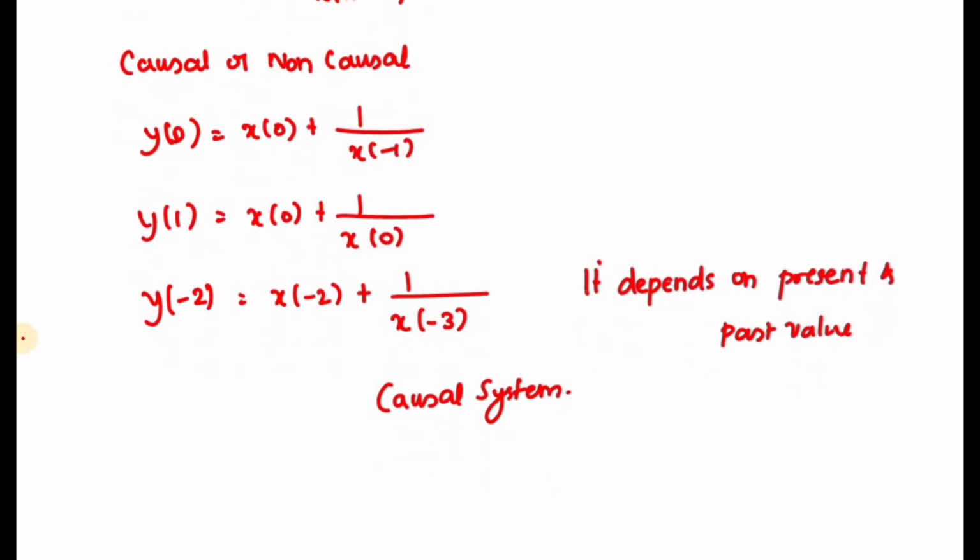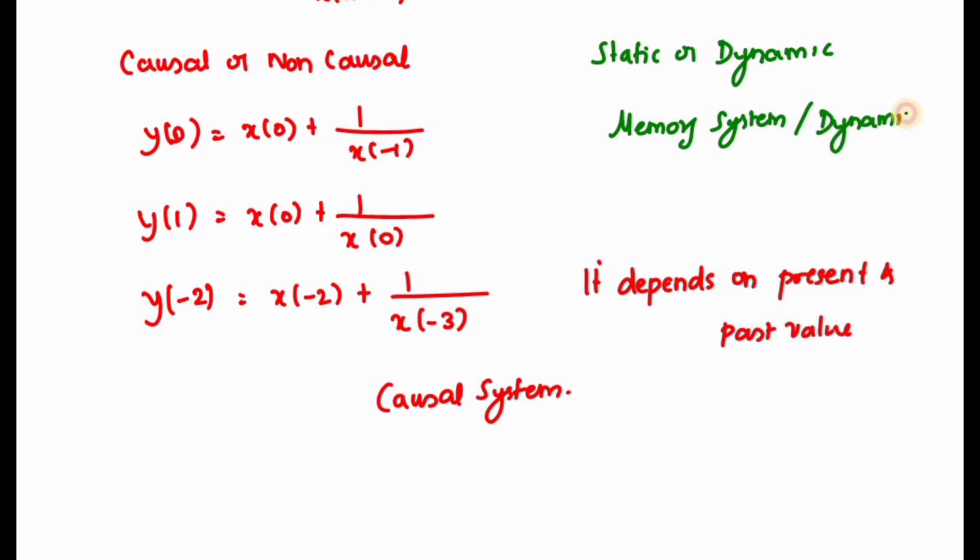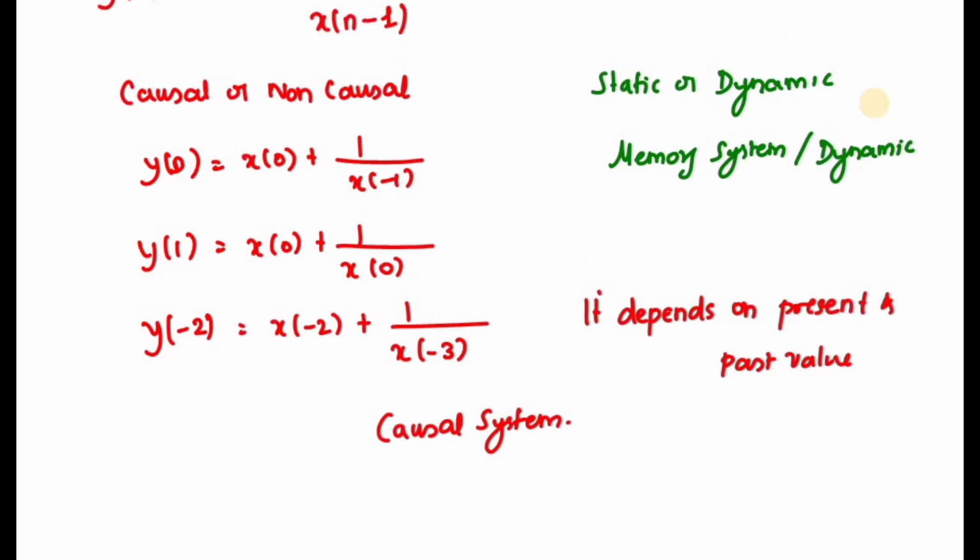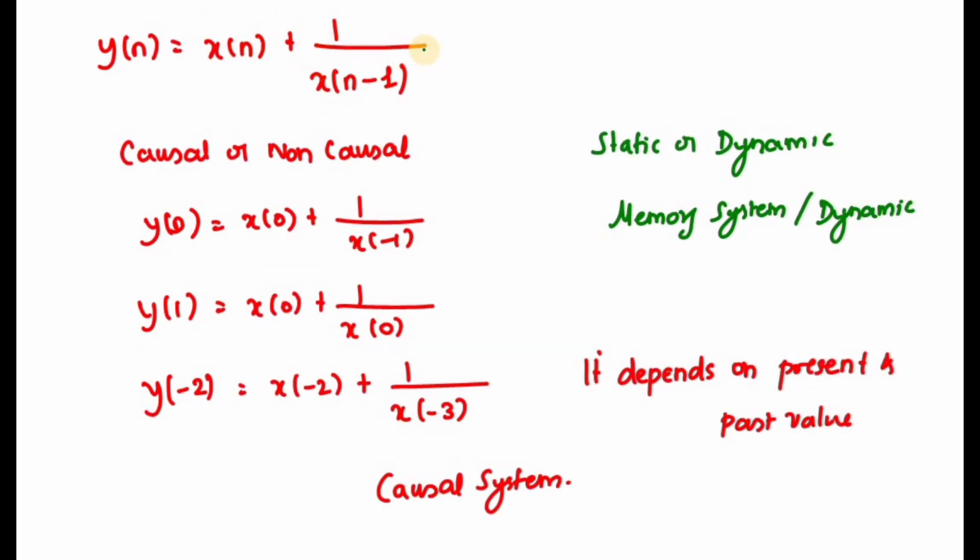To find whether it is static or dynamic, taking the same equation, if you see, the present value is 0, and it needs the value at minus 1. So it requires a memory. Since it is a memory system, it is called dynamic. The other name for a memory system is dynamic. So next one, you can see the amplitude is constant, therefore it is a stable system.